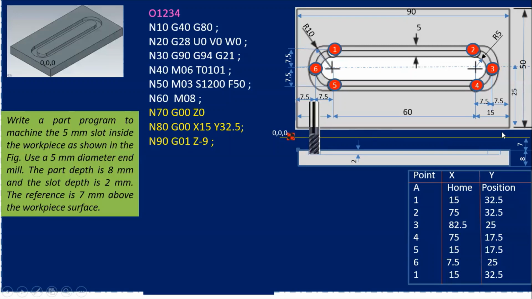Okay, so that will be my minus 7. और हमको depth कितना चाहिए? 2, only 2 mm depth. So 7 plus 2 will be a 9. So that's why I'm getting Z as a minus 9. So that is a very, very and very important parameter here.